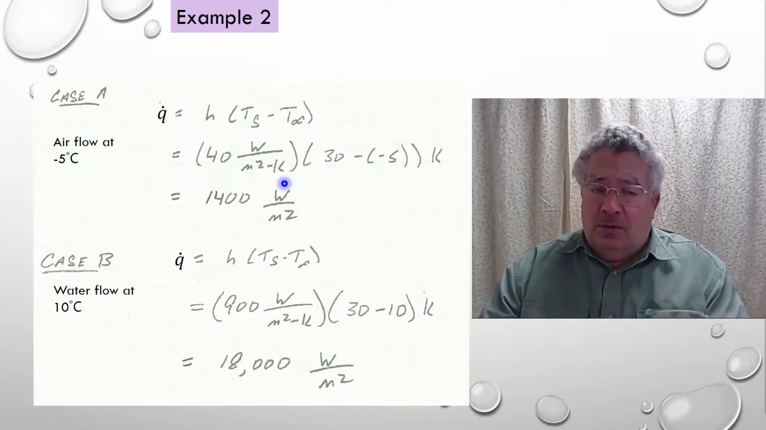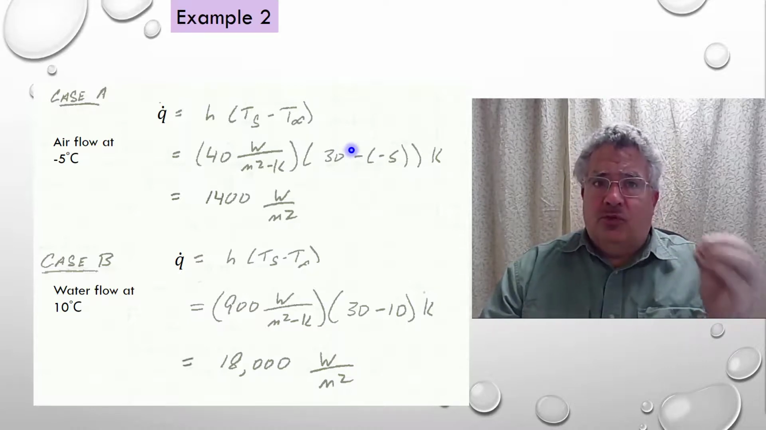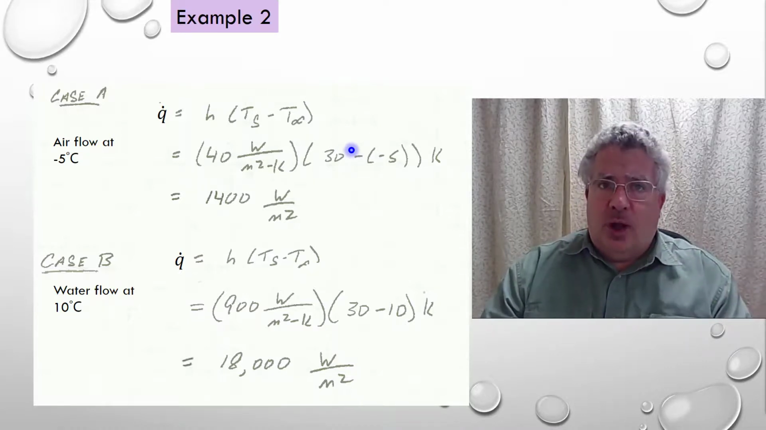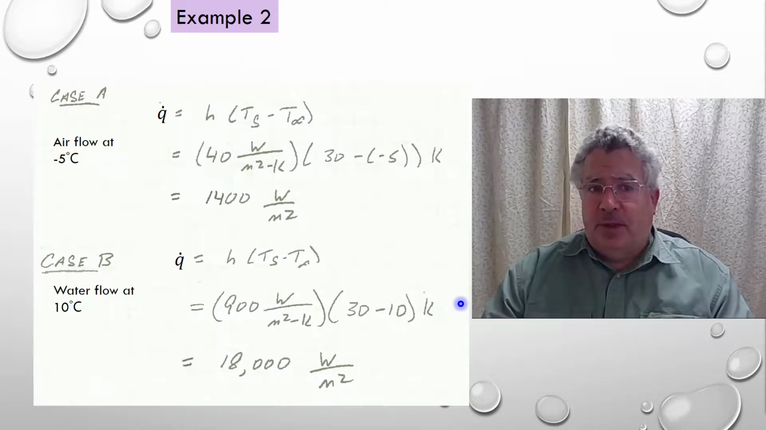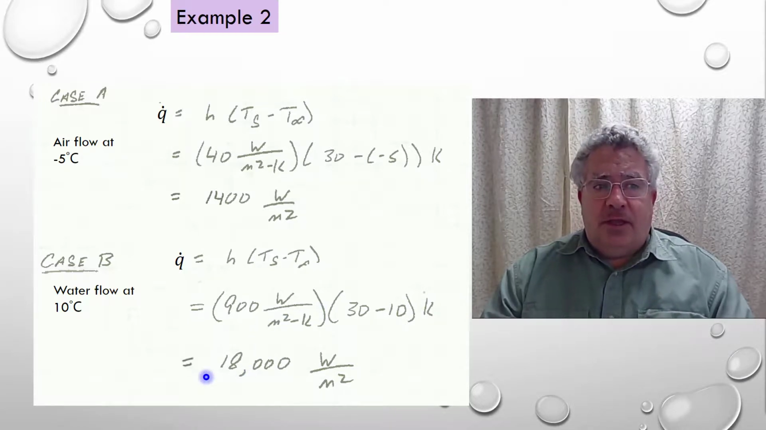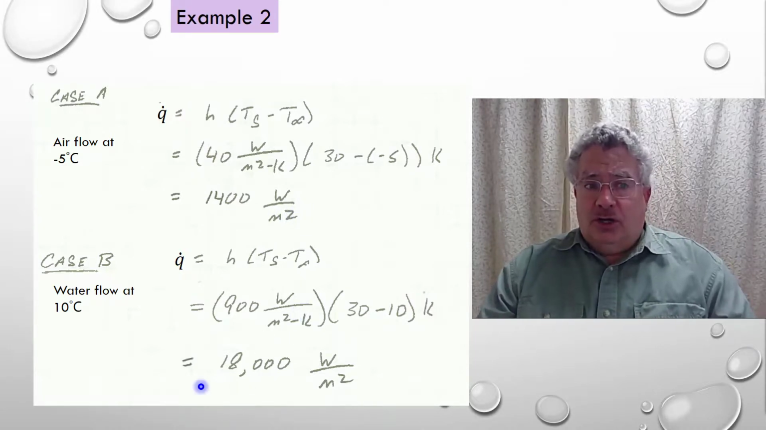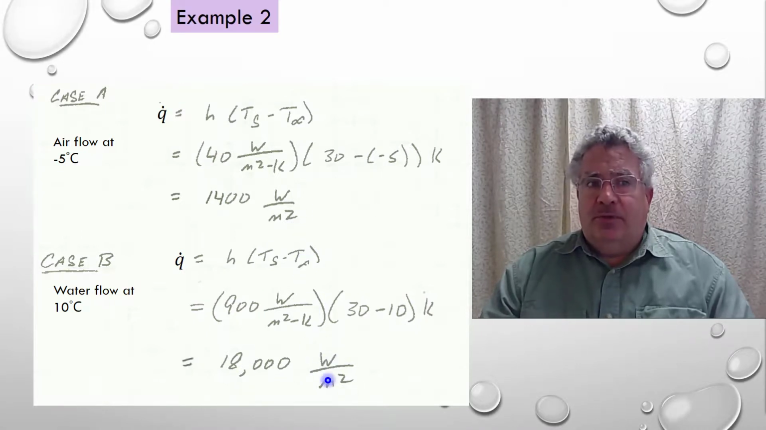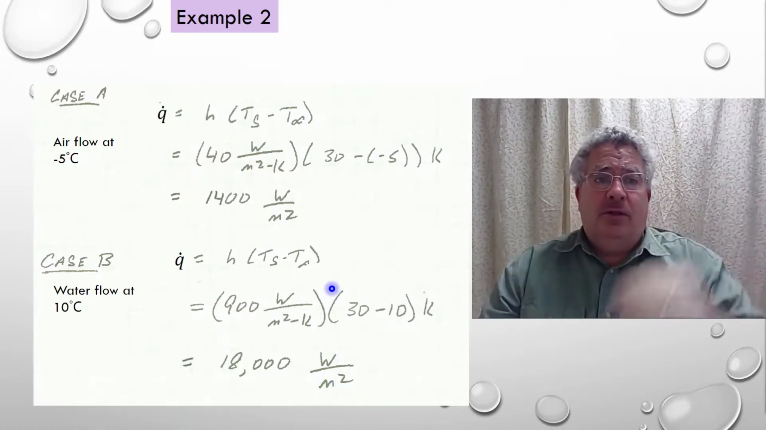But again, it's very important for you to remember that since we're dealing with a delta T, the degree Celsius and the degree Kelvin are the same quantity. So they both would cancel, whether this was degrees centigrade or degrees Kelvin. And what we end up with is that the heat loss from putting our hand in a stream is 18,000 watts per meter squared. So the airflow, 1,400 watts per meter squared. A much larger heat loss if I'm putting my hand in cold water, 18,000 watts per square meter. And obviously, both of these are quite a bit larger than the 30 watts per square meter that my hand would feel just in a regular environment.